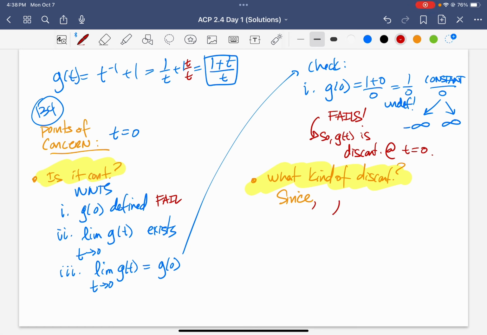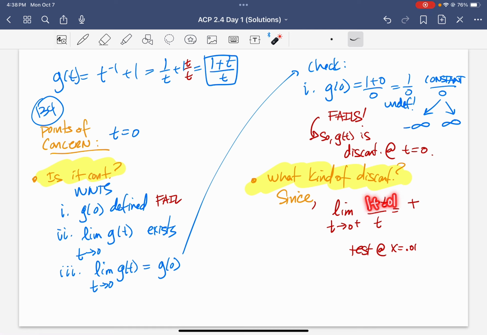And so I'm going to say, since the limit as t goes to 0, this time I'll go from the right of my function, I'm going to test at x equals 0.01. If I plug that in, I'm going to get a positive on top because 1 plus 0.01 is positive. On the bottom, it's going to be positive. So you're going to end up getting positive infinity for what our limit is.